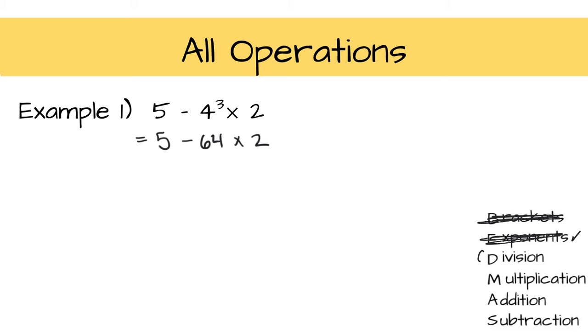Next, division and multiplication in the order in which they occur. And we can see that we have multiplication here. So we're just going to leave the 5 again. Subtract 64 multiplied by 2 is 128. And then our last step was looking at addition and subtraction. So 5 minus 128 will leave us with a negative 123.